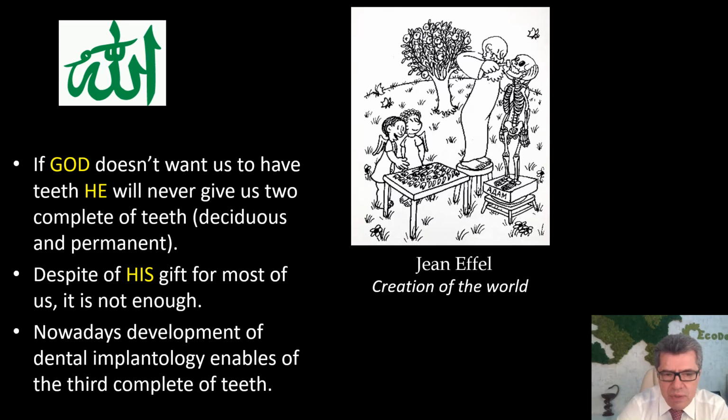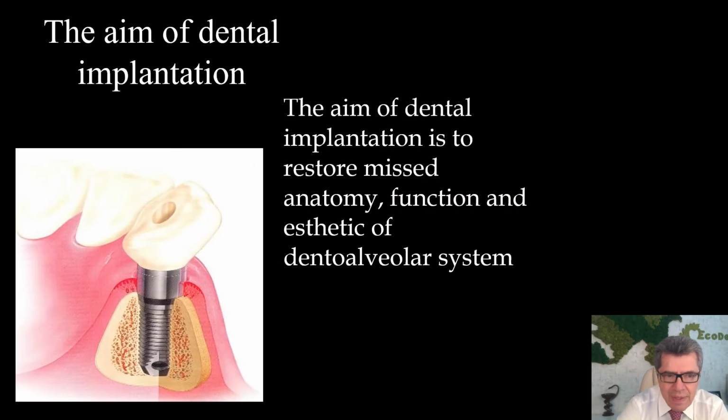If God did not want us to have teeth, He would never give us two sets of teeth, deciduous and permanent. Despite His gift, for most of us it's not enough. Nowadays, the development of dental implantology enables a third set of teeth. The aim of dental implantation is to restore missing anatomy, function, and aesthetics of the dental-alveolar system.